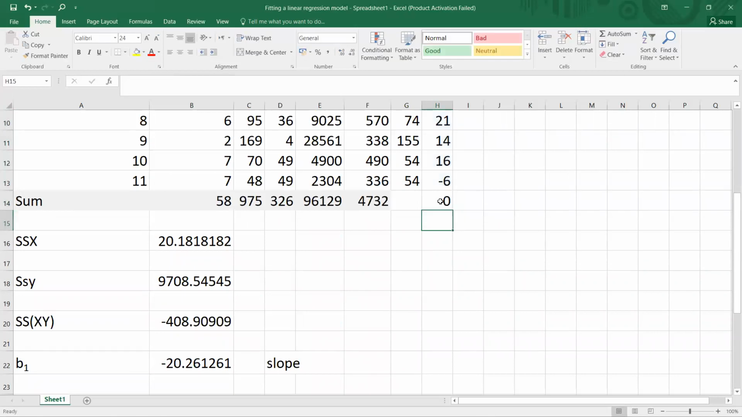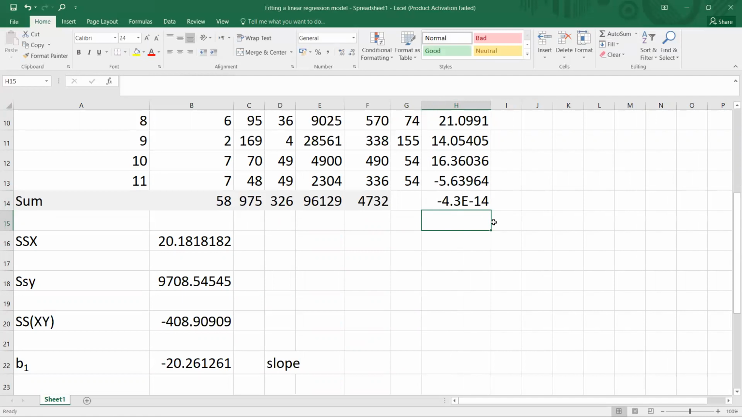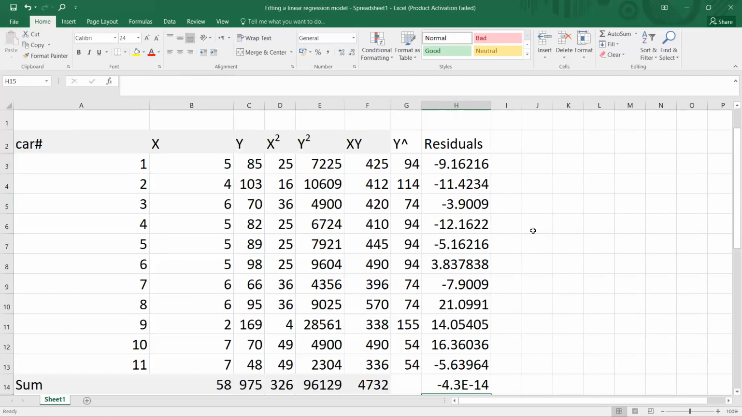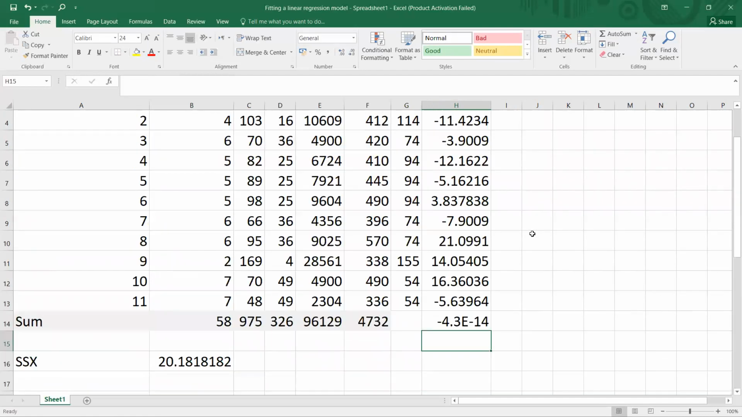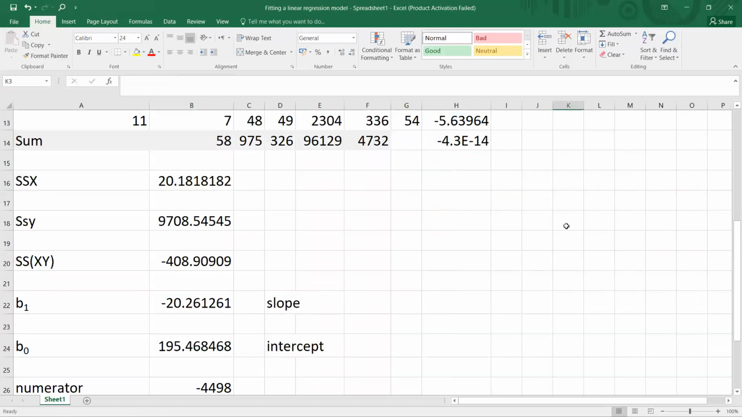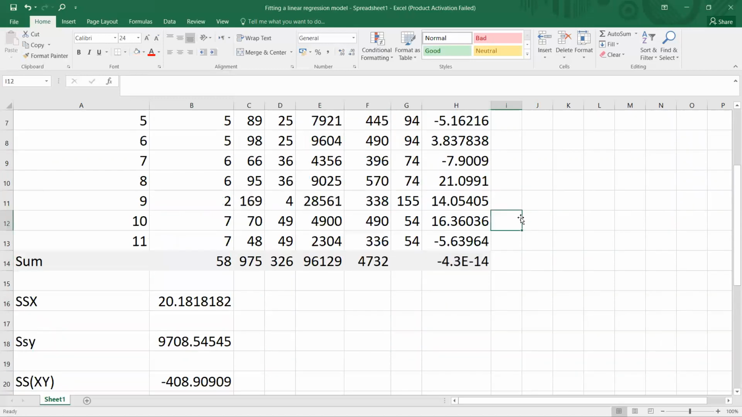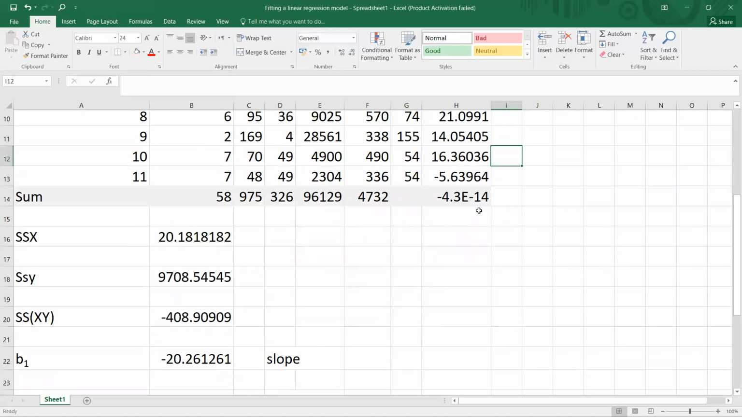You can see the total of error is approximately 0. It is not exactly 0, it is minus 4 into 10 raised to the power minus 14, which is approximately 0. So these are the residuals. Residuals are the errors computed by the best fitted line, and the sum of errors is 0. You can observe the sum of errors is 0.